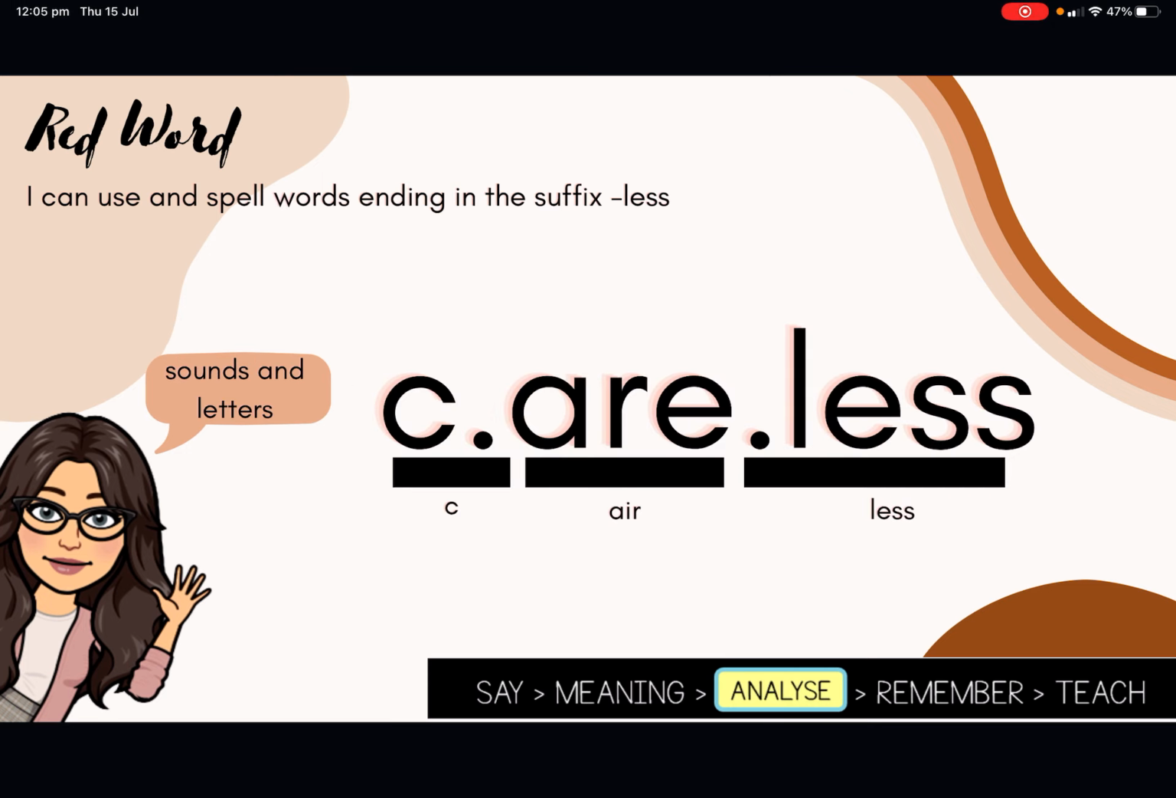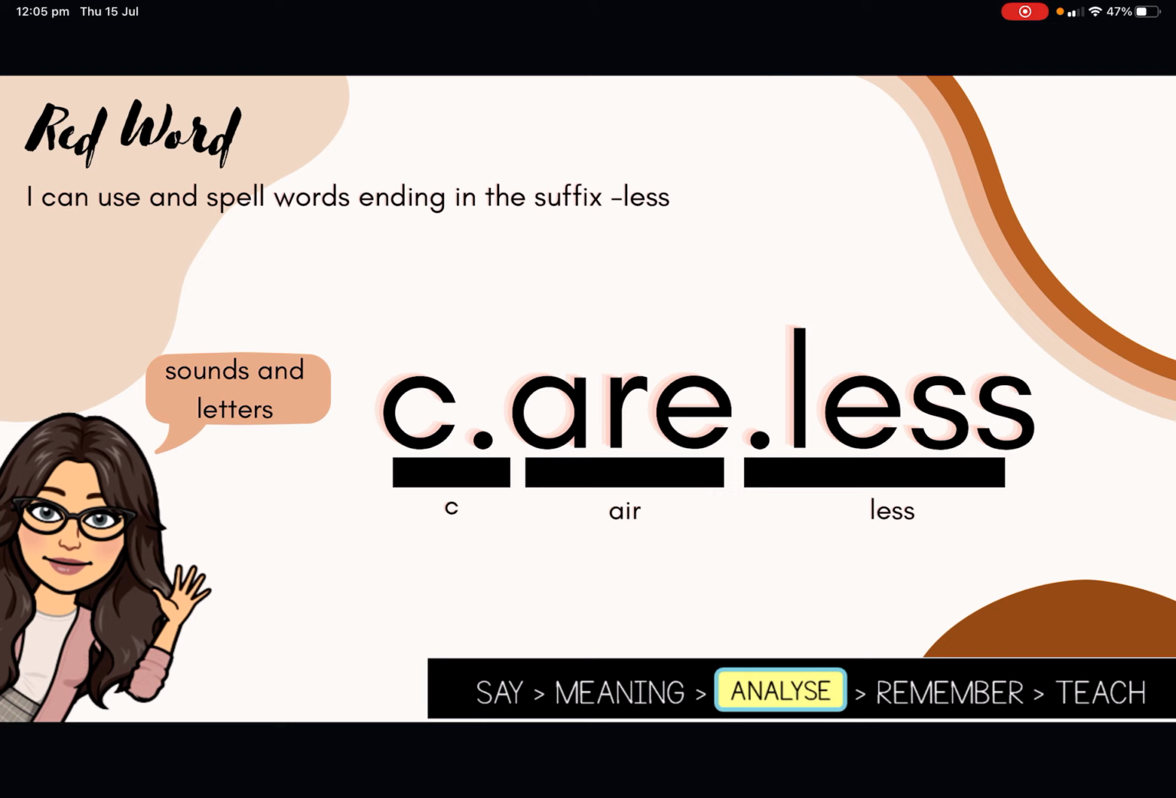All right, the sounds and letters that we can hear in the word careless. At the beginning, we can hear the k sound. And we can see that the k sound is being made with the letter C. Now we know that there are other letters in the alphabet that also make the k sound. However, in this word, it is the letter C.